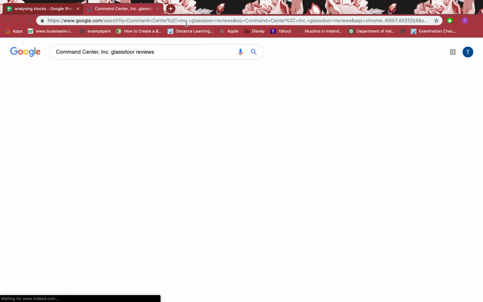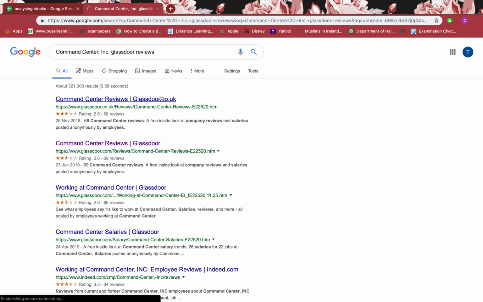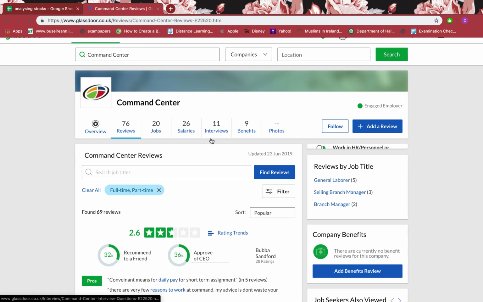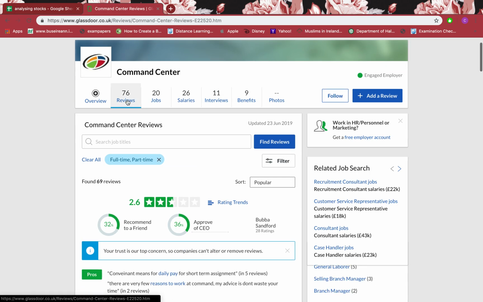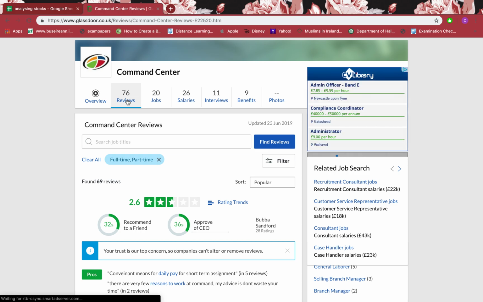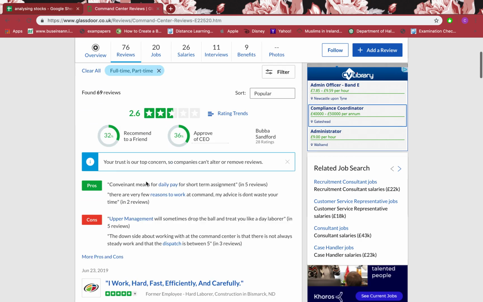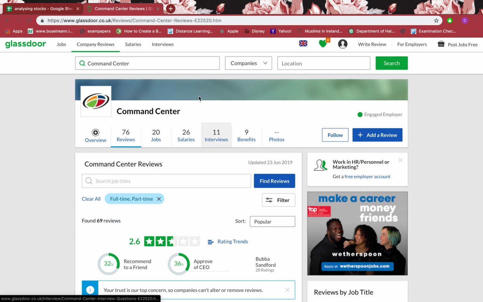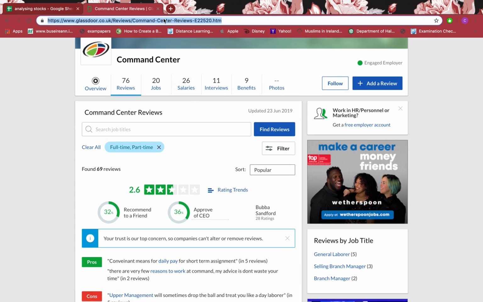And then you just go to Glassdoor reviews, and let's see, Glassdoor has 76 reviews, which are okay enough reviews. 76 reviews is more than Indeed, and gives me 2.6 stars. So you can just read through it and see what employees have to say about it and stuff like that. It just gives you better information.